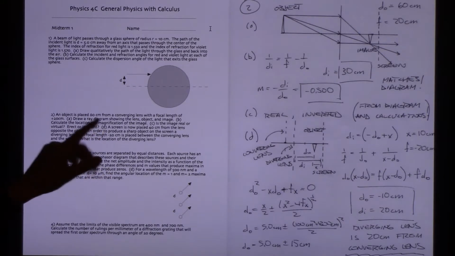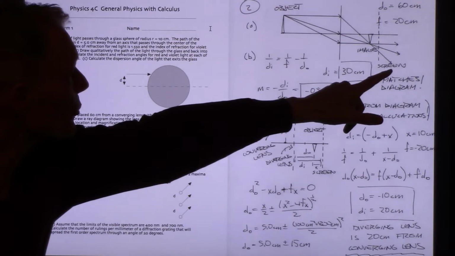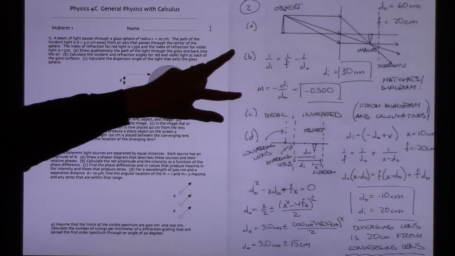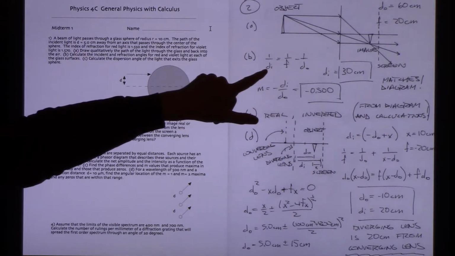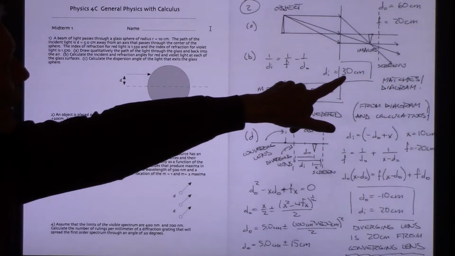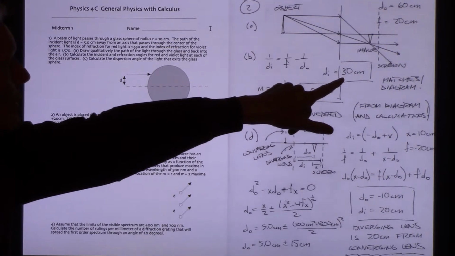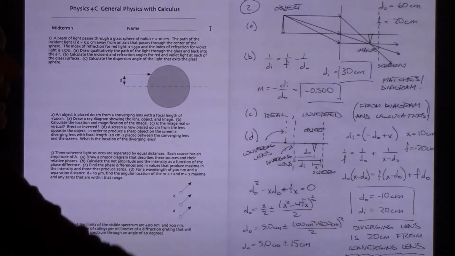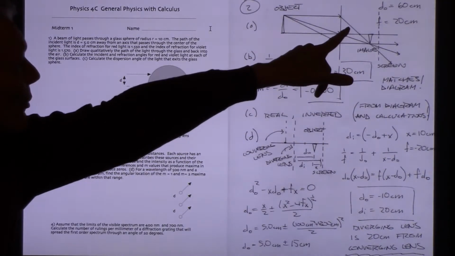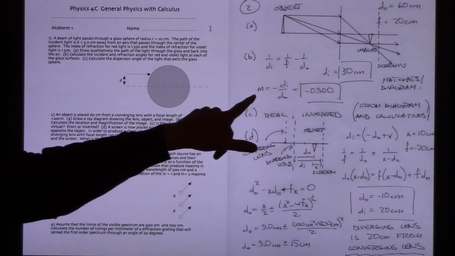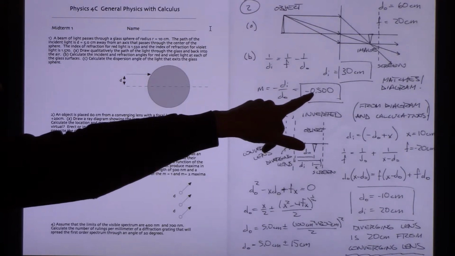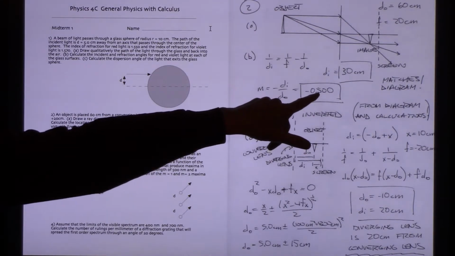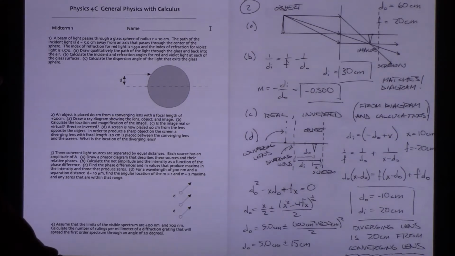Oh, I see. This is a later part of the problem. So the screen comes in later. In part B, we're solving for the image distance. The math tells us 30 centimeters, and yeah, we could have guessed that from our diagram, right? That's at 30 centimeters. And then the magnification is negative. There's an inversion, and it's going to be negative 0.500. All right, so the math matches the diagram.